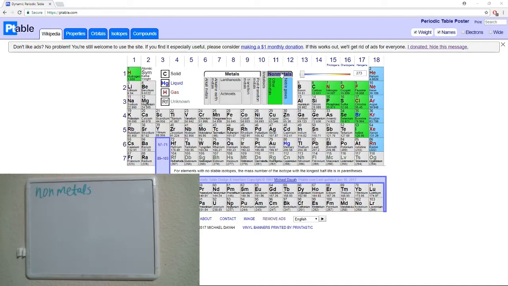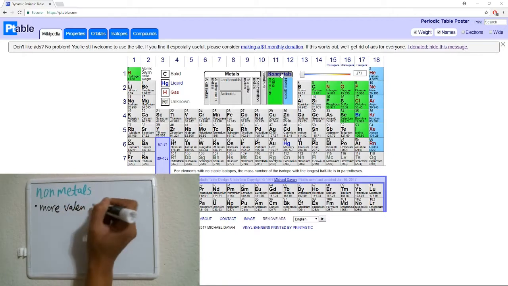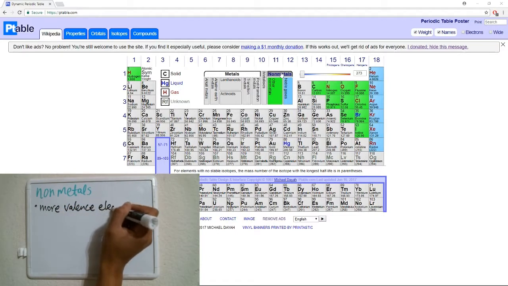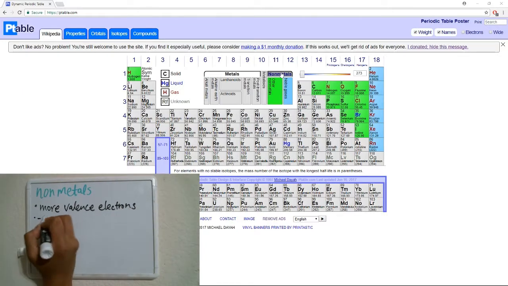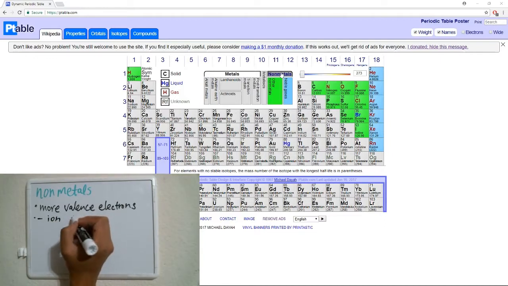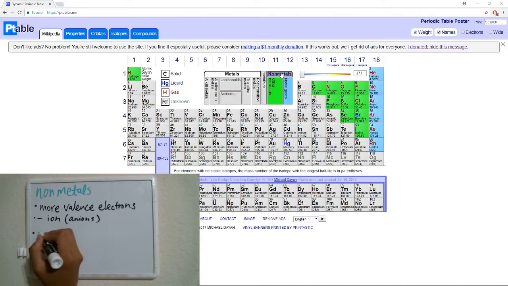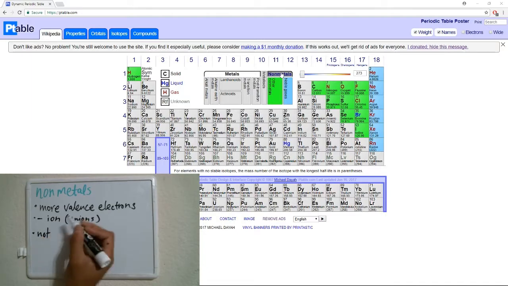Let's talk about nonmetals now. So what are some characteristics of nonmetals? Well, first of all, they have more valence electrons than metals. That means they'll form negative ions, or anions. And also, they're not very good conductors of heat and electricity.